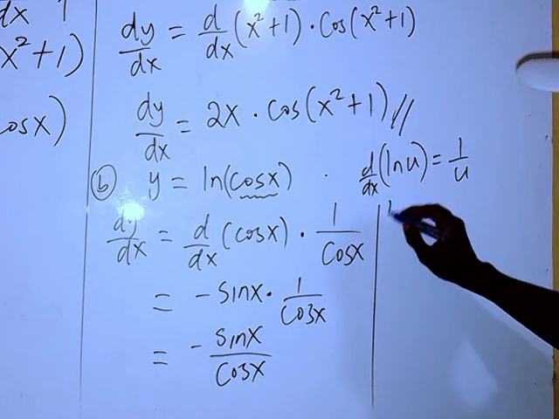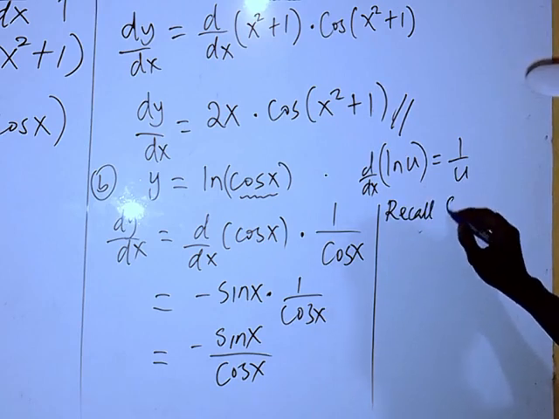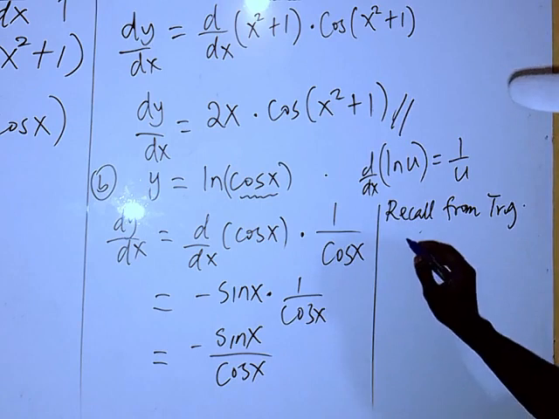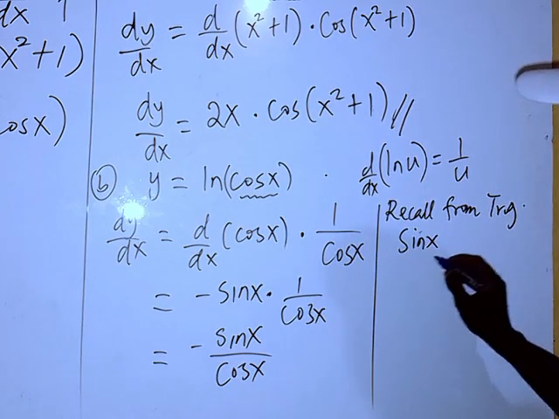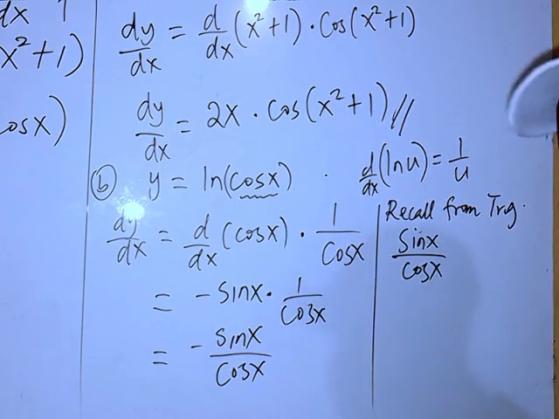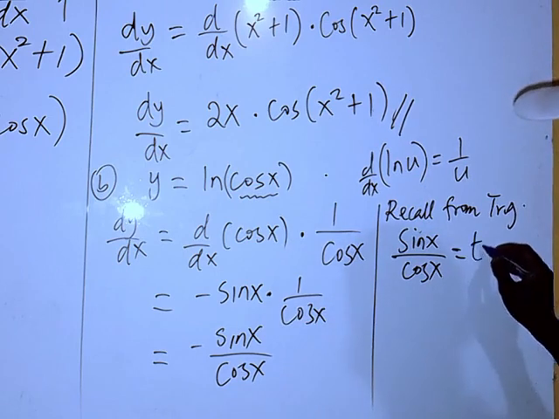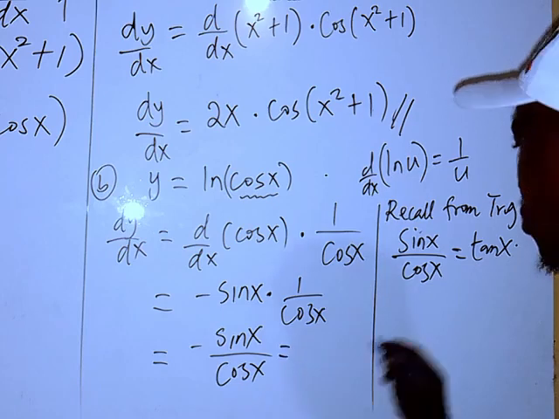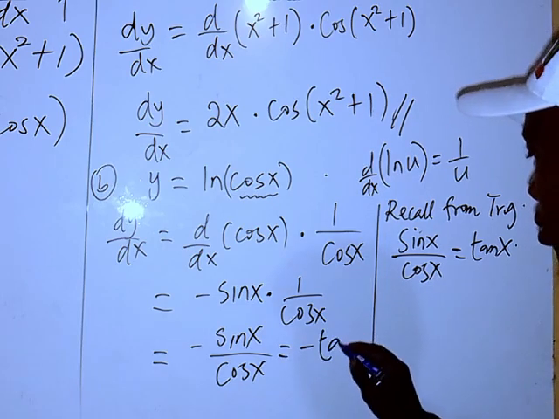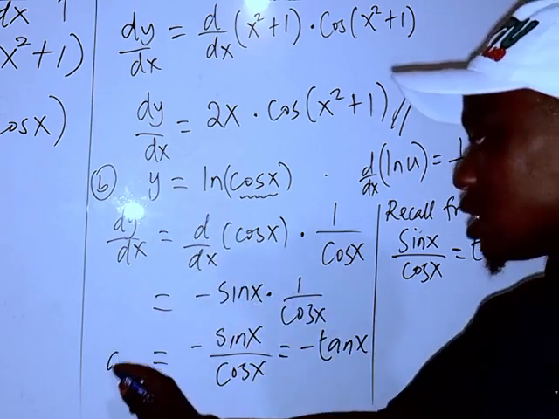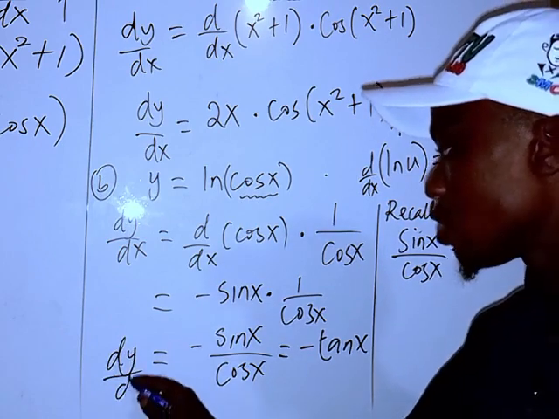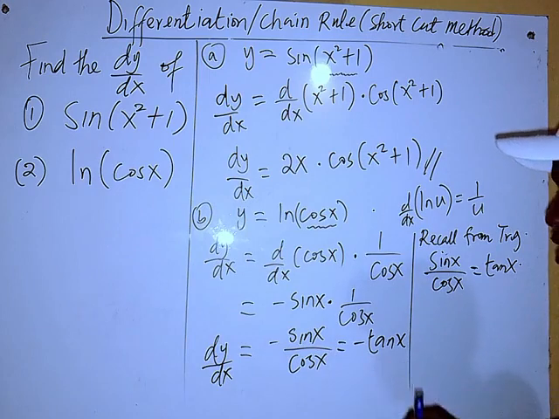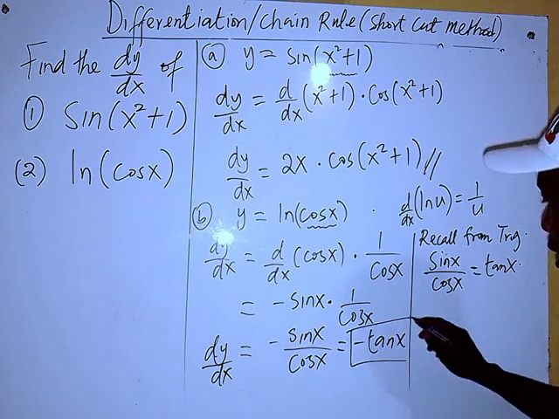Then recall from the trig identity, when you have sine x over cos x, this will give us tan x. So therefore dy/dx here is going to give us minus tan x. That is the derivative of this function.